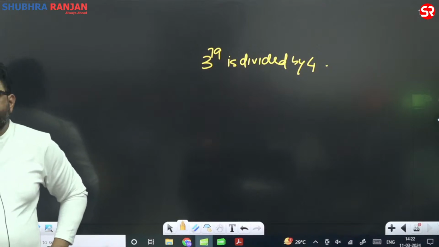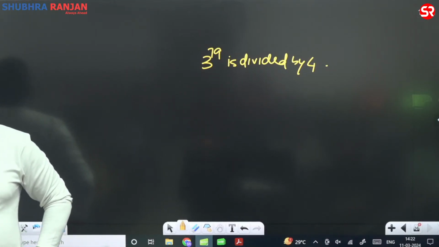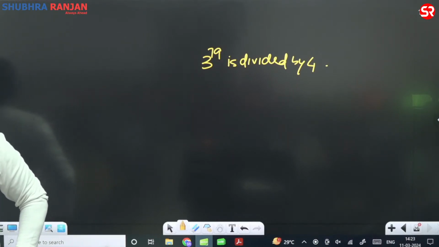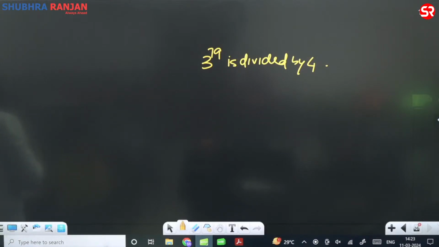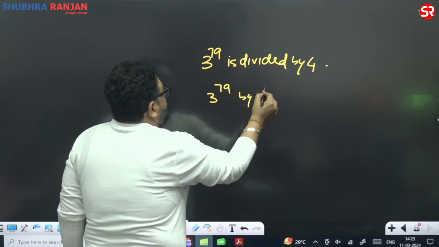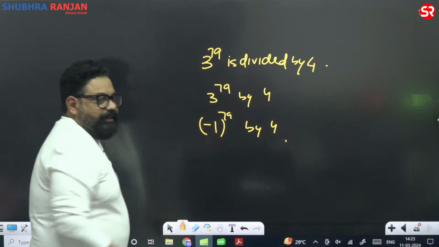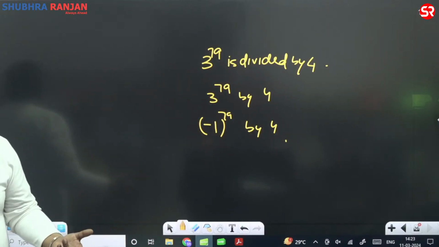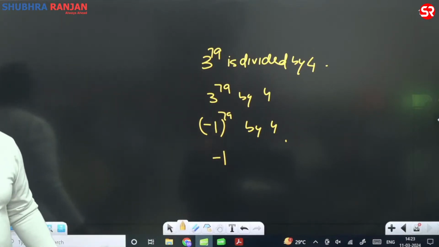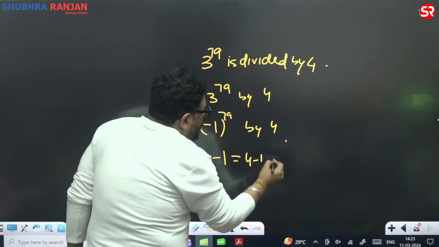Answer bolo. 3 minus 1, which is 4 minus 1, which is 3. Agreed? This is the key, right? For example, now see, 3 to the power 79 by 4 is minus 1 to the power 79 by 4, because 3 when divided by 4, remainder is minus 1, right? Minus 1 to the power 79 is minus 1. Minus 1 means 4 minus 1, which is equal to 3.